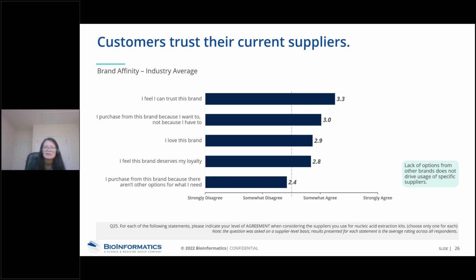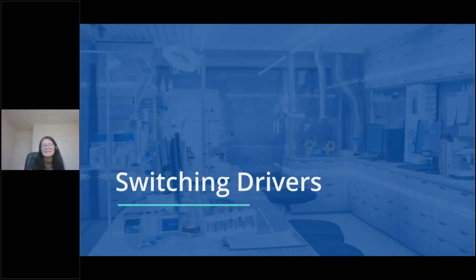And what we found was that trust outpaces loyalty and affinity, indicating that suppliers are great at building that trust with their customers, but they're not necessarily connecting with them. And so continuing to establish this trust and this connection will be key in retaining customers, but other suppliers can truly try to induce switching by offering options that are currently not available on the market or differentiating themselves. So we're going to talk about what they can do to encourage switching and what potential barriers to switching are.